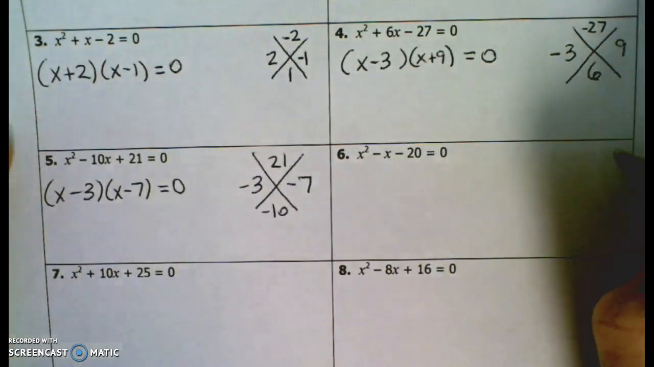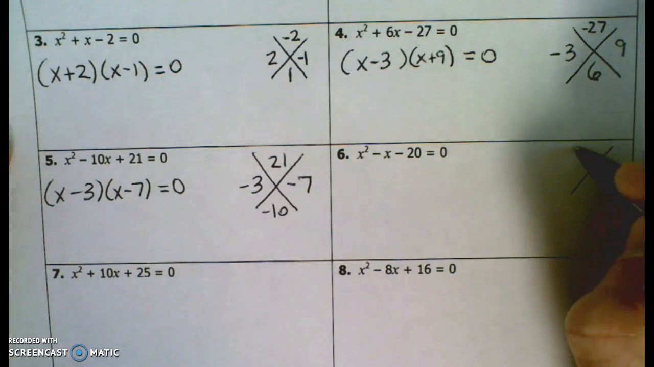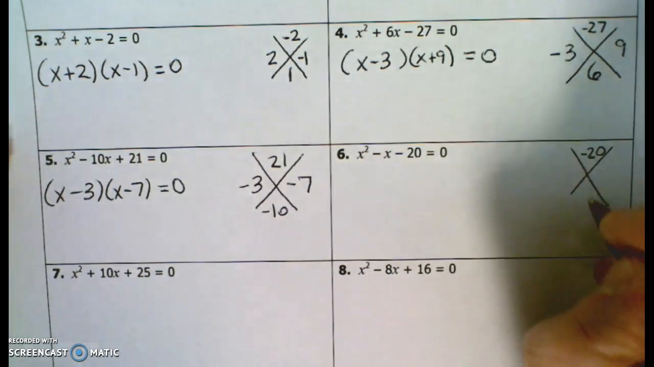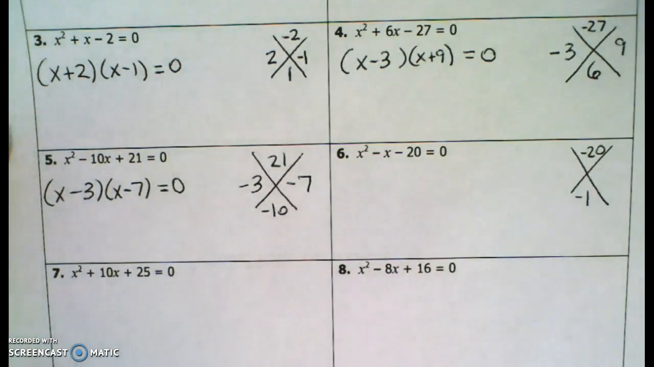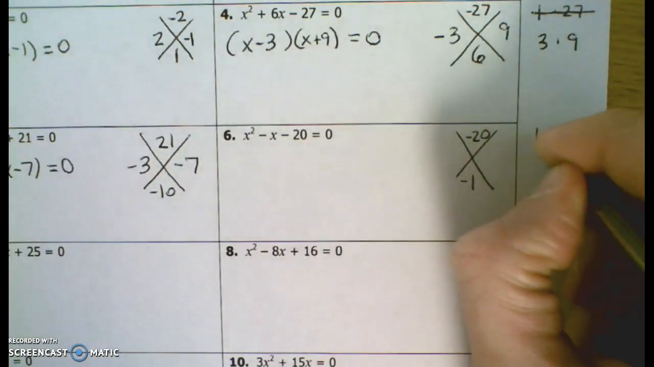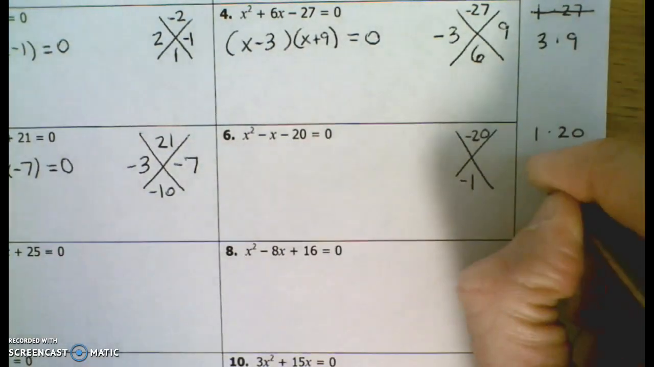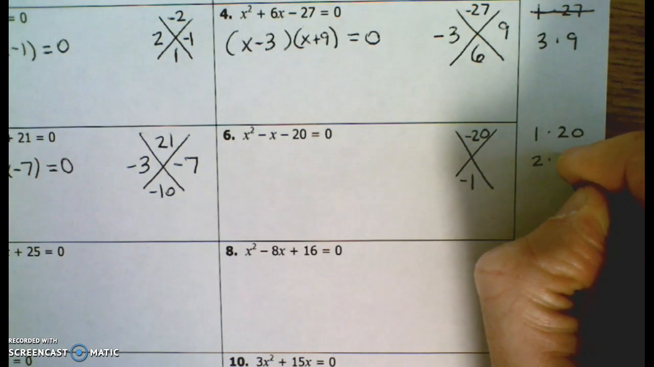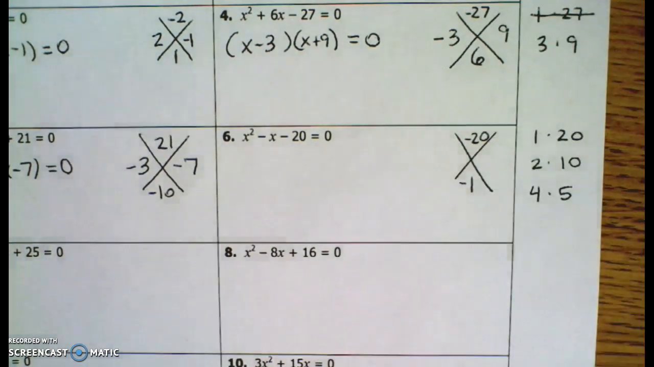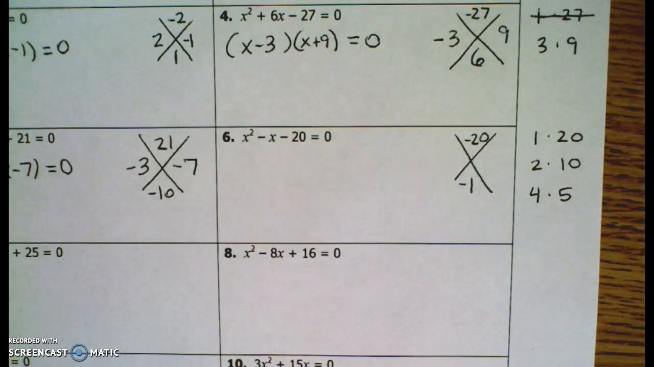Trying it again for the number 6. Whatever the last term is, that's what we're looking for to multiply, and then that should add to be the middle. In this case, it's -1. So what numbers multiply to give me -20, and then add together to give me -1? So the only numbers I can think of that multiply to give me 20 are 1 and 20, 2 and 10, or 4 and 5.